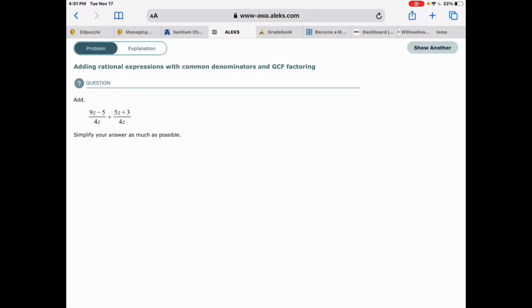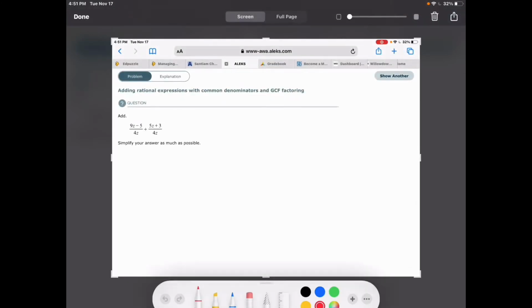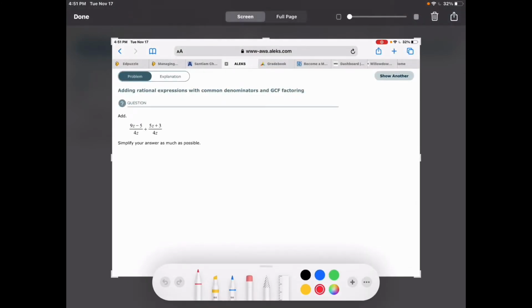Let's try adding rational expressions with common denominators and greatest common factor factoring. If I have these two fractions that I want to add, I can add them because they have a common denominator. So I'm just going to keep the 4z, because just like 1/2 or 1/4 or 1/8, the bottom just tells me how many pieces something is cut into. And so therefore when we add the fractions, we just kind of keep that like a last name.